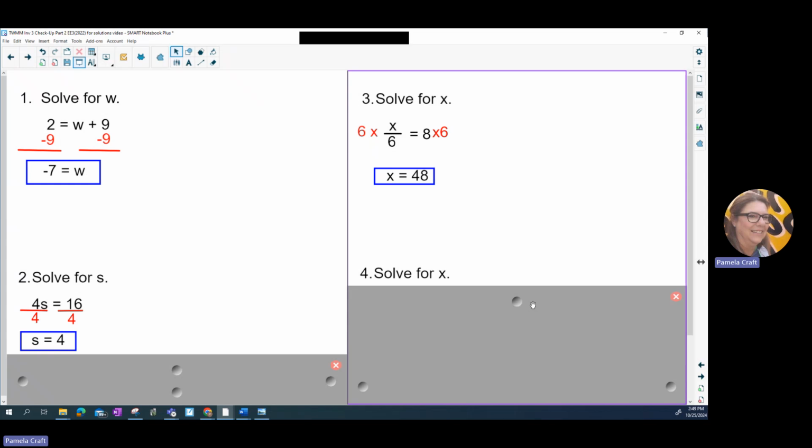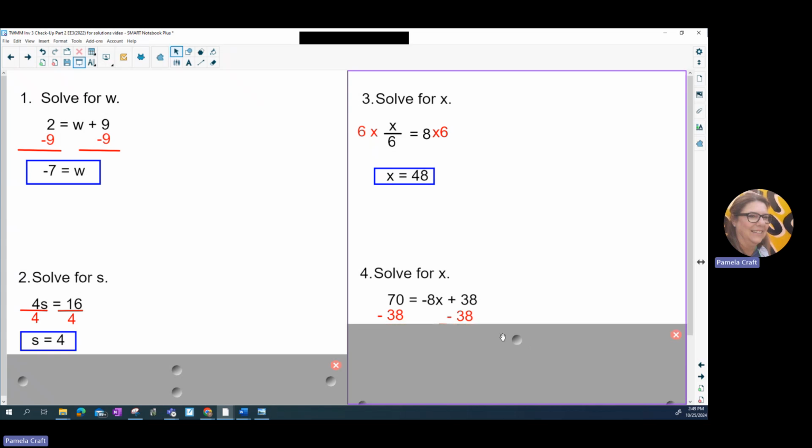Number 4, solve for x again. This time we have 70 is equal to negative 8x plus 38. This is a two-step equation. We have multiplication and we have addition. We need to undo the addition first. And again, I'm going to show that balance by subtracting on both sides of my equation. So I'm going to subtract that 38 from both sides, leaving me with 32 is equal to a negative 8x. A lot of people forgot to bring that negative sign down with their 8. You can't lose that. Now I have a one-step equation with multiplication.